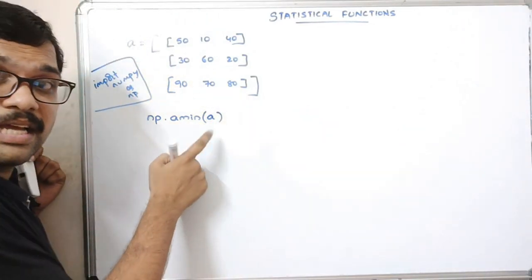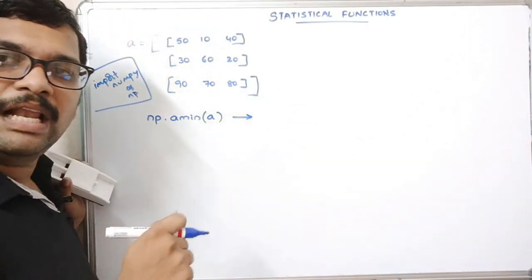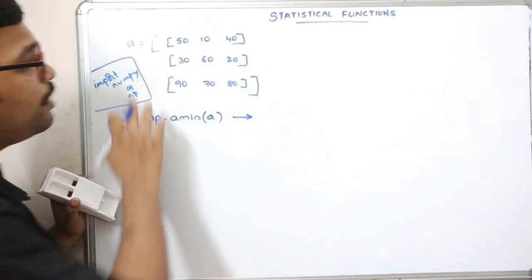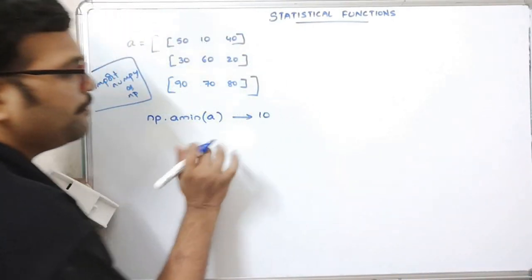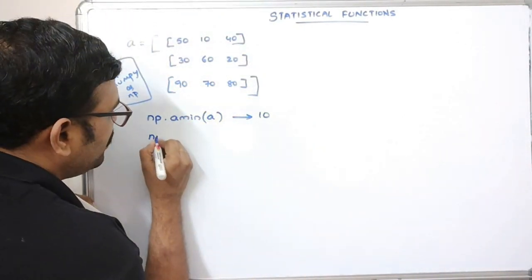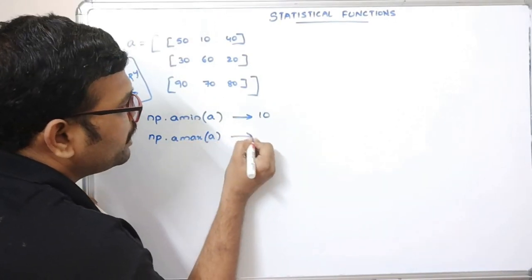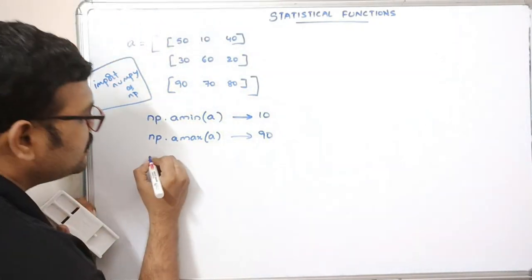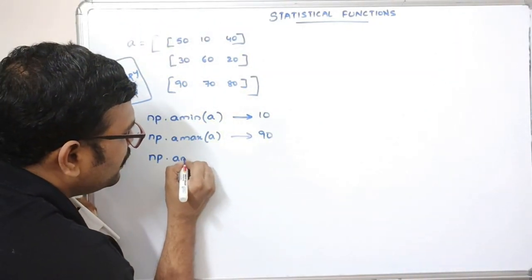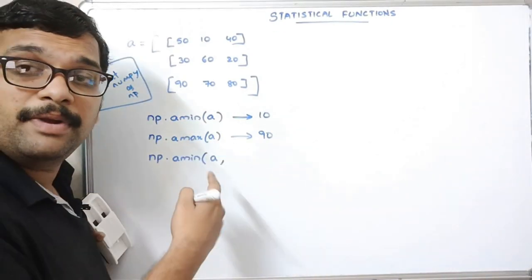With a as the parameter, it will return the minimum element in all the dimensions. So what is the minimum element here? 10 is the minimum, so it will return 10. Similarly np.amax of a will give the maximum value, that means 90, it will return 90.